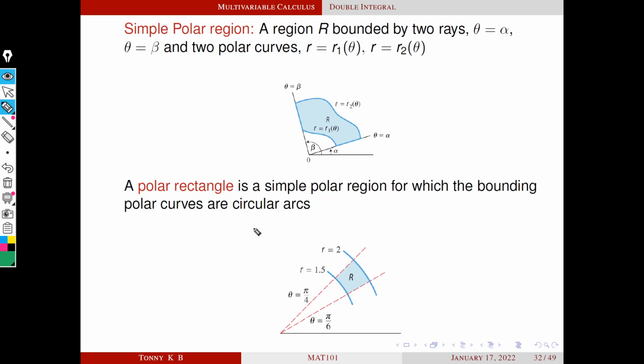Clear? Now we are ready to define another one, called a polar rectangle. A polar rectangle is a simple polar region for which the bounding polar curves are circular arcs. That means two sides are bounded by rays, and instead of general polar curves we use circular arcs. That's the difference. So two rays and two circles. Regions like this are called polar rectangles.